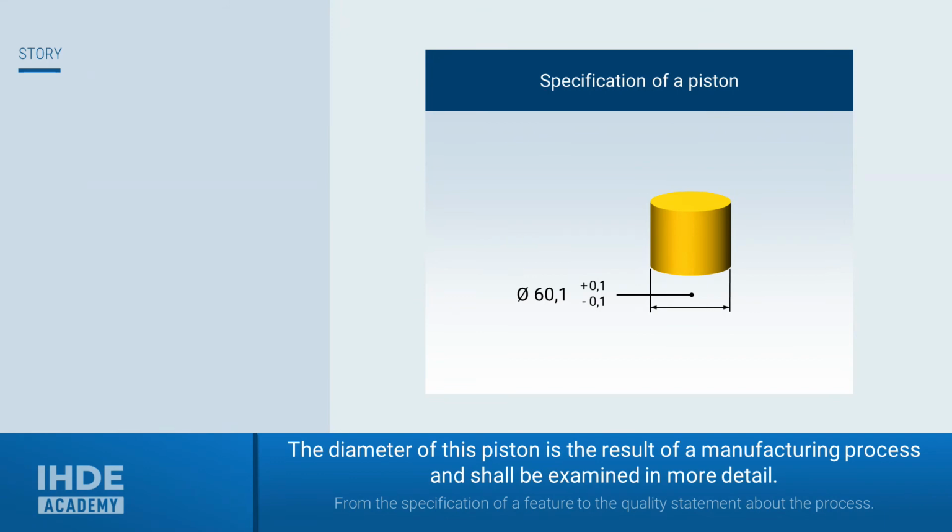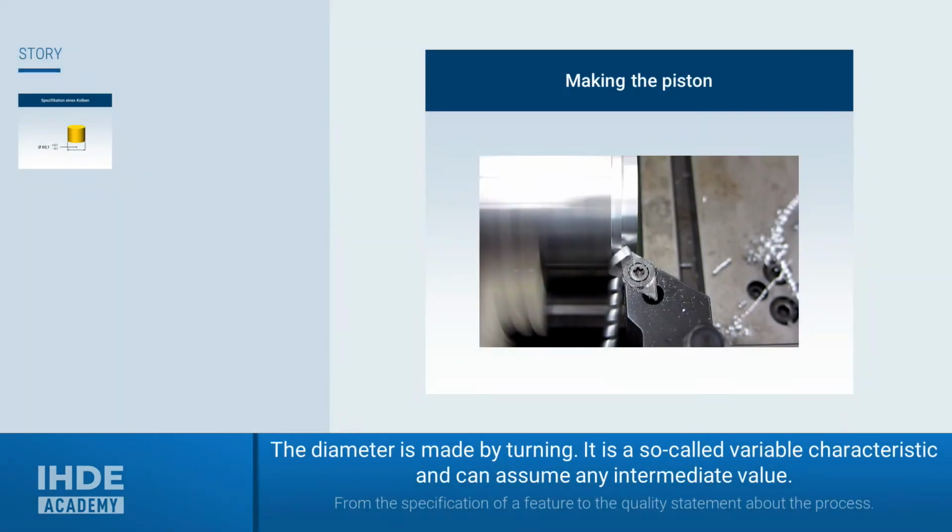The target dimension should be 60.1 mm. This nominal dimension may deviate by 0.1 mm to the upper side or by up to 0.1 mm to the downside. The piston is to be made from a semi-finished product by turning. Like all processes, this process is also subject to disturbances, as a result of which the diameters of the various pistons differ from one another. Such disturbances can be wear of the tool or play in the bearings of the lathe.